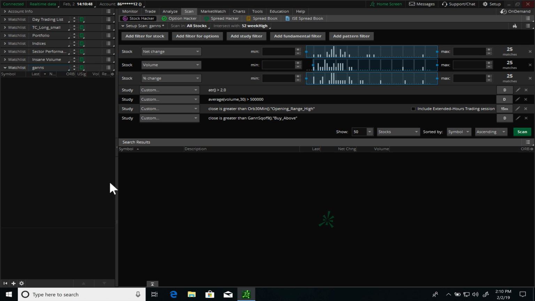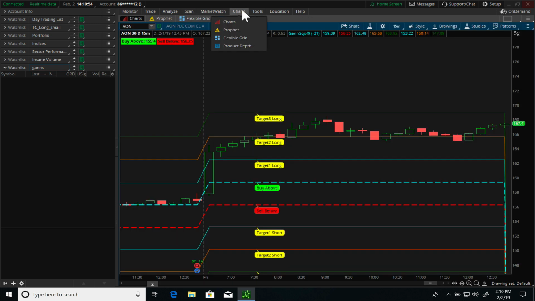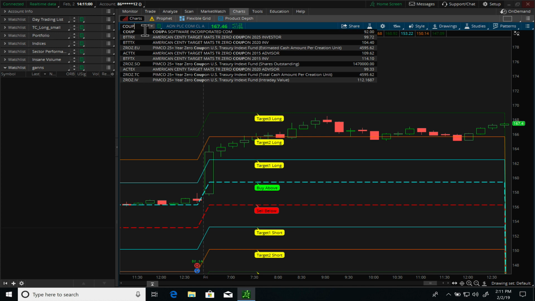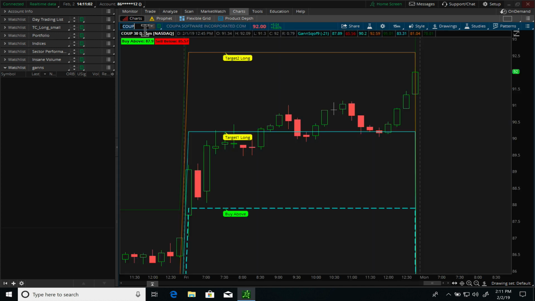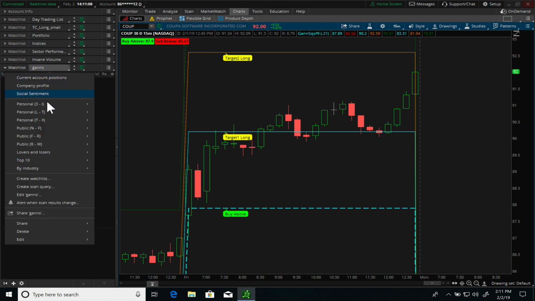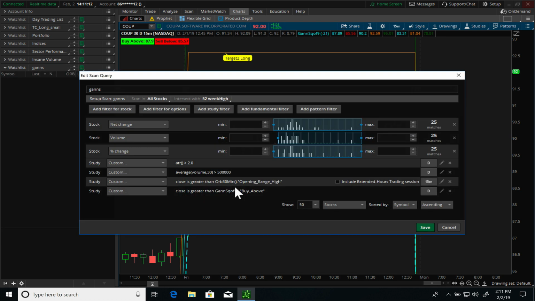Sometimes the scan is a little bit slow in running, and once it pops up, we should be able to look at some of the stocks, right? So this was one example. Hopefully it pops up in a few seconds. We had COUP, which was another stock that showed up on the list. Since the scan is not running for some reason, let me go back and look at the edit again and see if we messed up something.